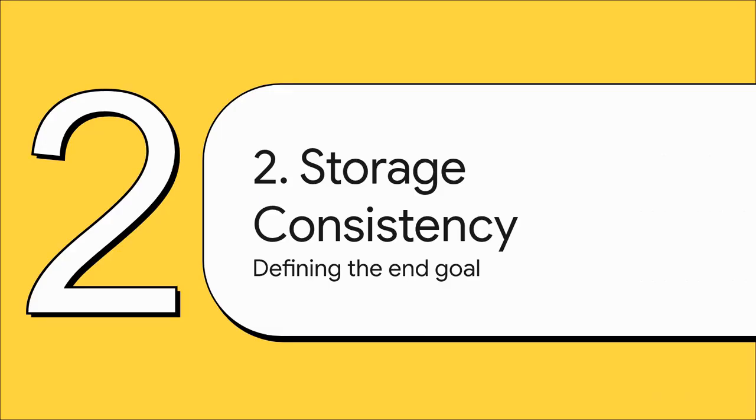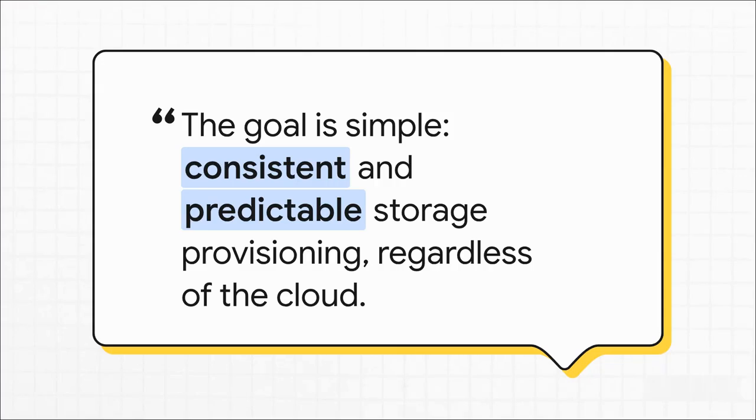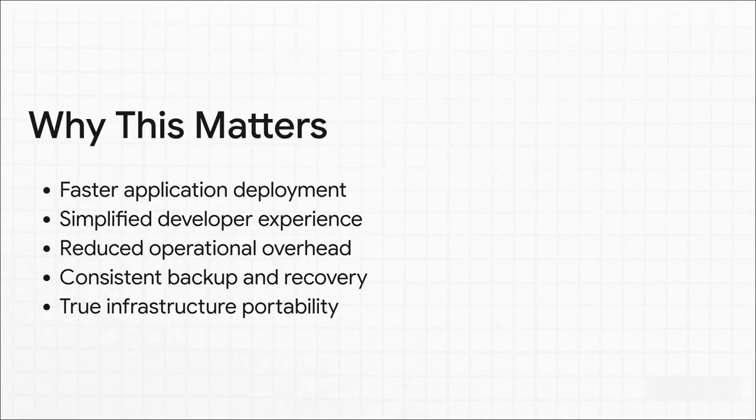So if that's the mess we're in, what does good even look like? This brings us to our second part, figuring out what we're aiming for, defining that end goal of real storage consistency. This right here, this is our North Star. The goal is just to make storage provisioning feel exactly the same no matter which cloud a developer happens to be deploying to. It has to be consistent, it has to be predictable, and maybe most importantly, it's got to be simple.